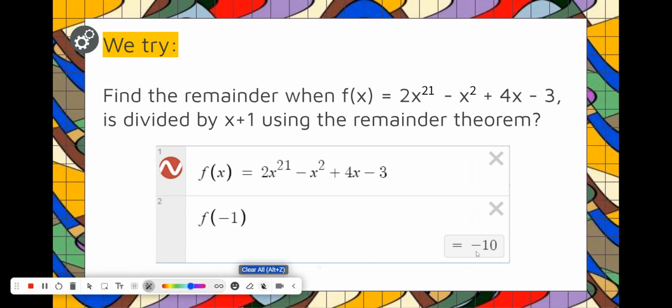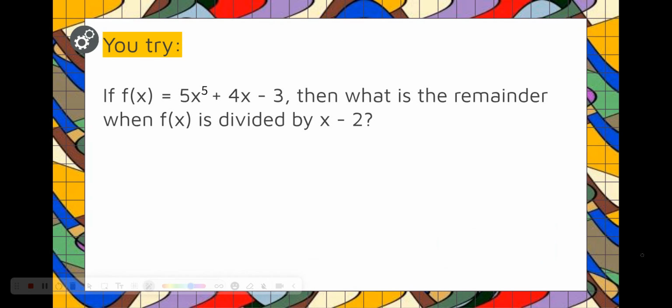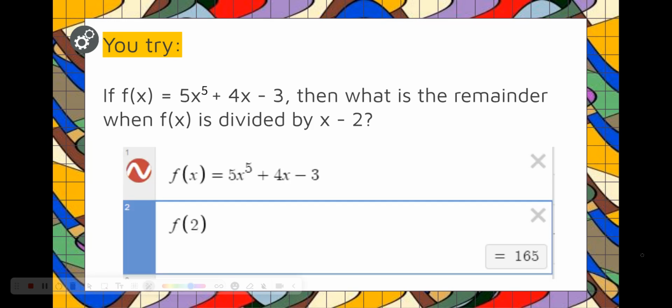Question? Alright. Next, another one. If f of x is equal to 5x to the fifth plus 4x minus 3, then what is the remainder when f of x is divided by x minus 2? Same process. Line 1, you're going to plug in the equation. Line 2, you're going to plug in whatever the factor is, which is x minus 2. You're going to take the inverse of that. That turns positive. And then here's the remainder: 165.